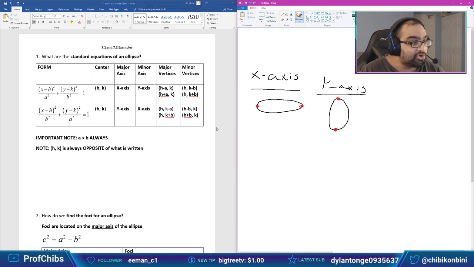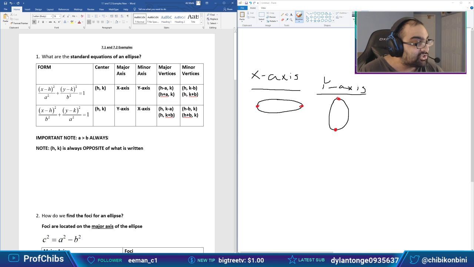Now, how do you determine your major and minor vertices? Well, that comes from the form of the function here. It depends on where this a and b are located. Notice this first one has a squared underneath the x and b squared underneath the y. This second one has b squared underneath the x and a squared underneath the y.